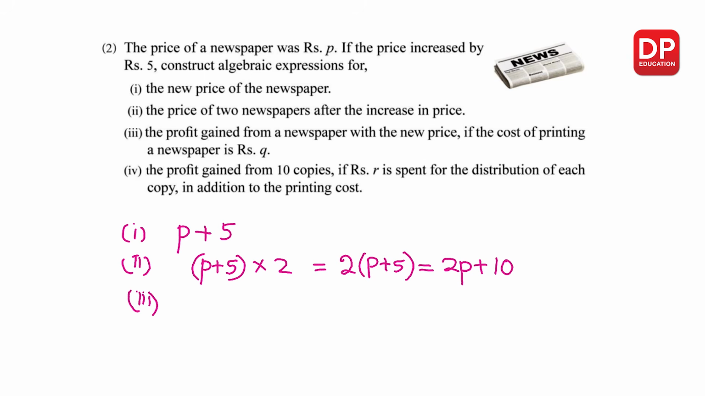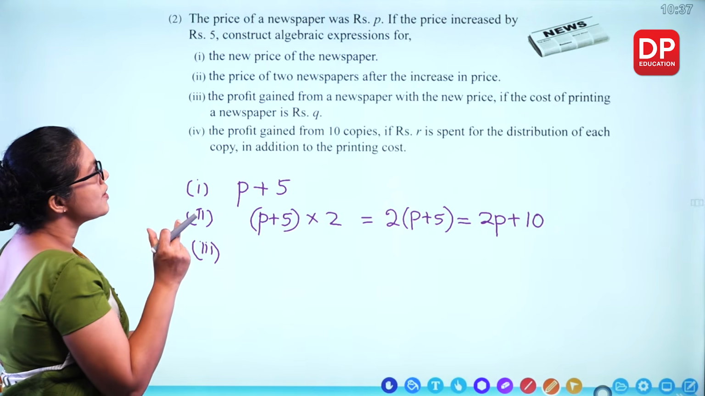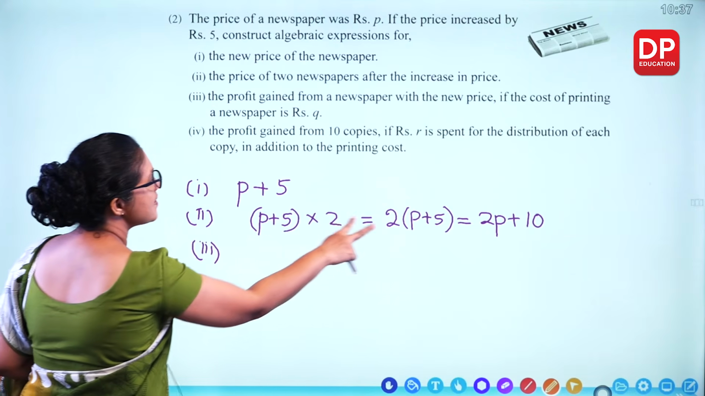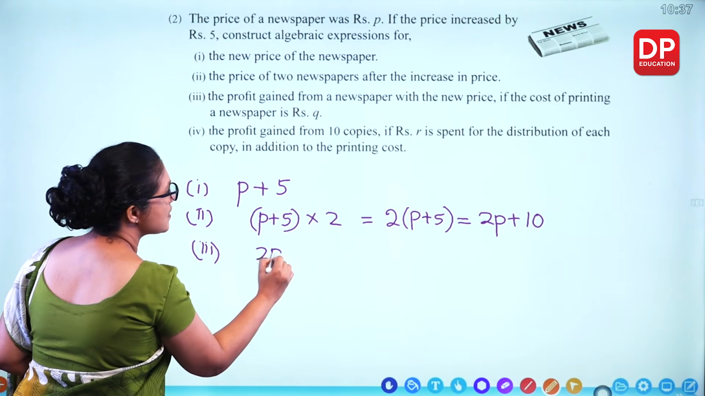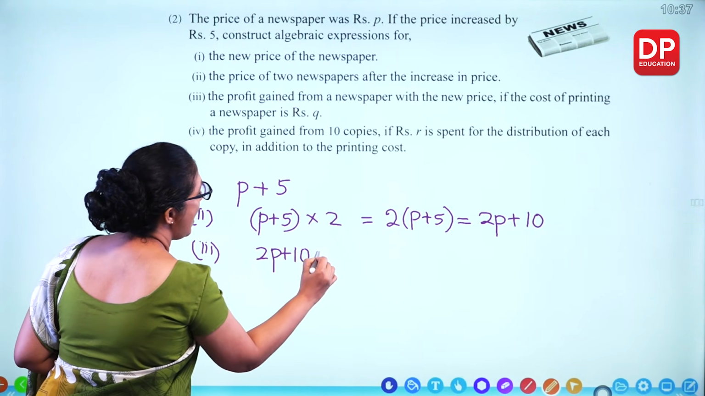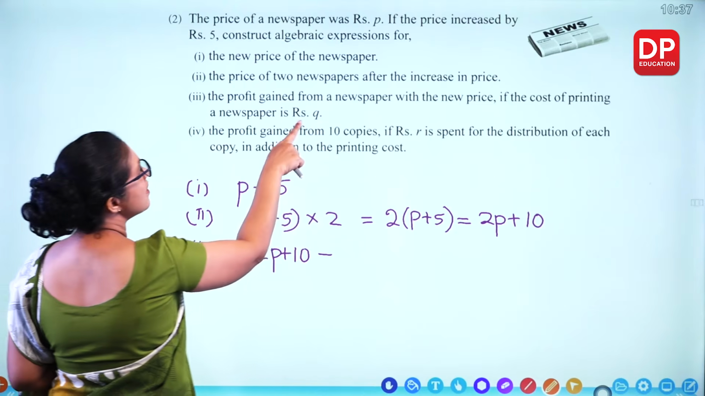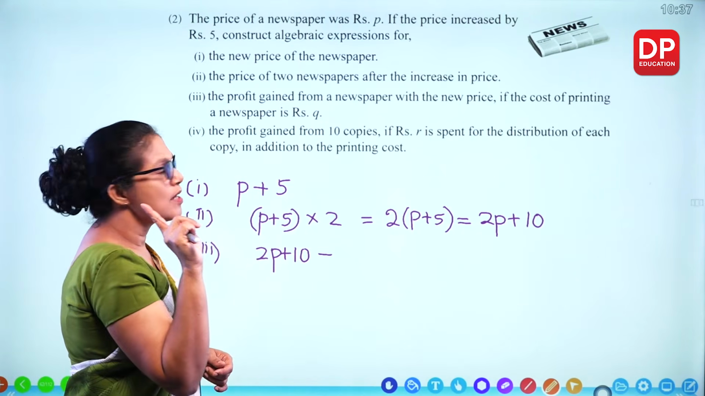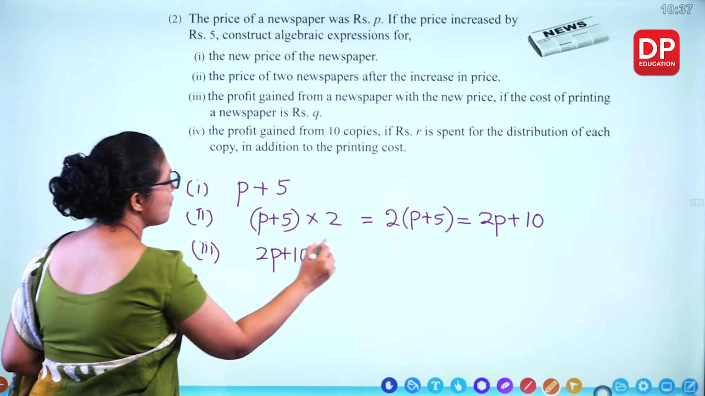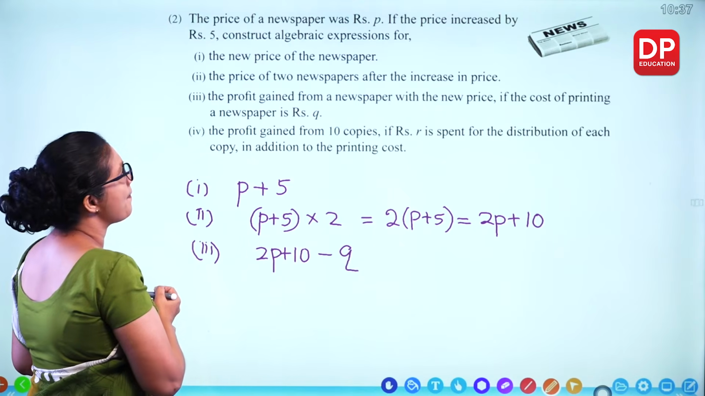Part 3, the profit gained from a newspaper with the new price. So what's the selling price? The new price is this, P plus 5. And what's the cost? Cost price is Q rupees. So you have to subtract Q there.